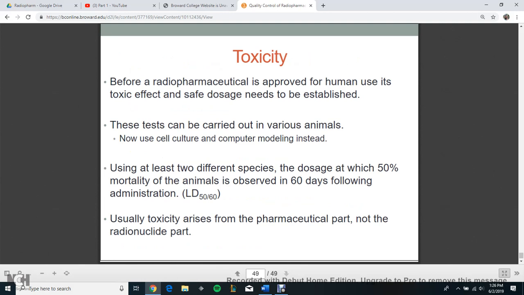Toxicity. Before a radiopharmaceutical is approved for human use, its toxic effect and safe dosage need to be established. These tests can be carried out in various animals. We now use cell culture and computed modeling instead. Using at least 2 different species, the lethal dose is the dosage at which 50% mortality of the animals is observed in 60 days following the administration. Usually, toxicity arises from the pharmaceutical part, not the radionuclide part.